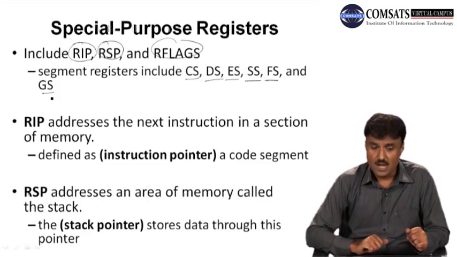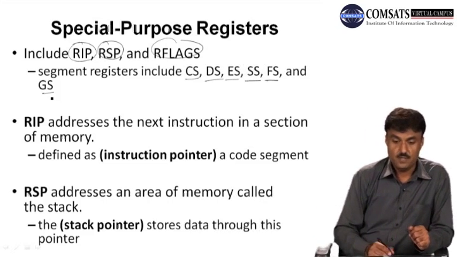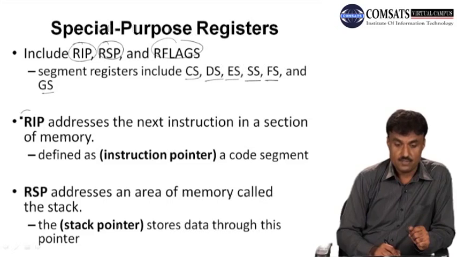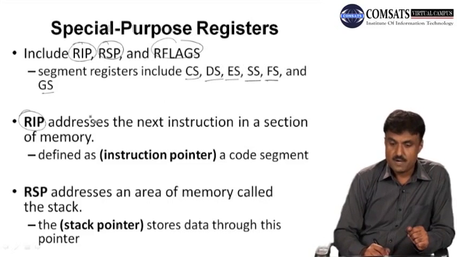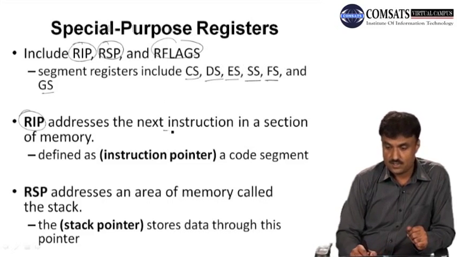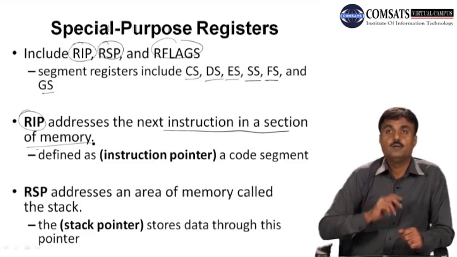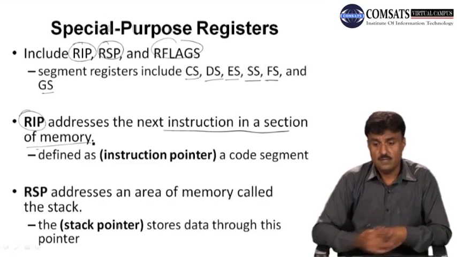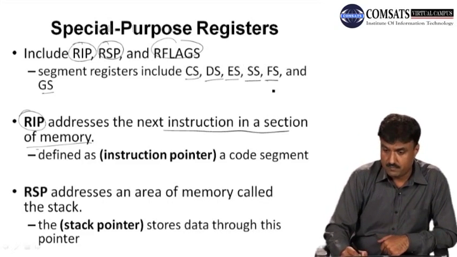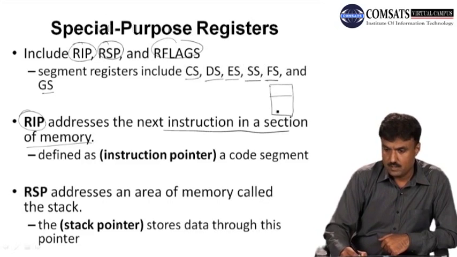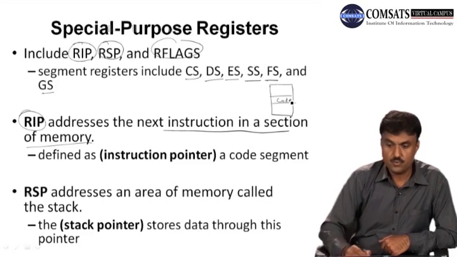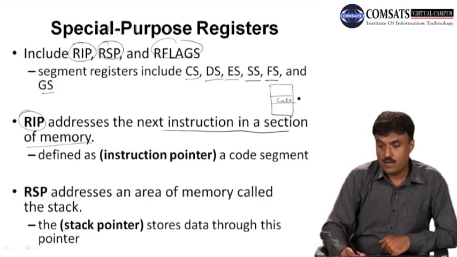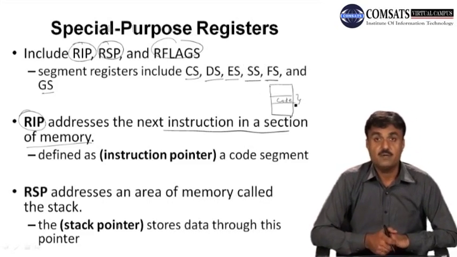Now the instruction pointer, or RIP register, or IP register, addresses the next instruction in a section of memory. For example, we have a whole memory, the complete memory. We have one part of memory. We use this part of memory to store code, and now this whole part of memory is called the code segment.